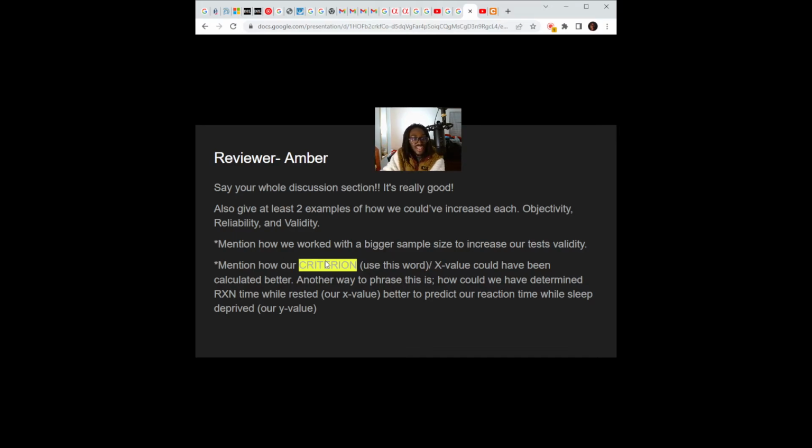Use the word criterion. Using all these words like criterion and the summative formation. Those are words just to prove that we actually took something away from this class, because these are words that we described in class before we got to this final section.